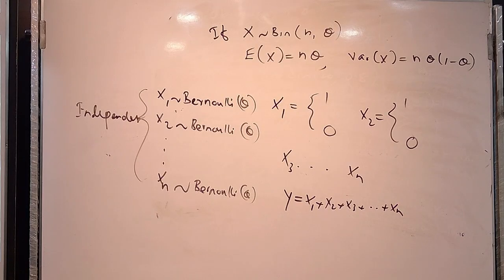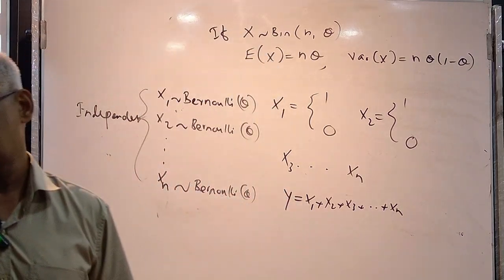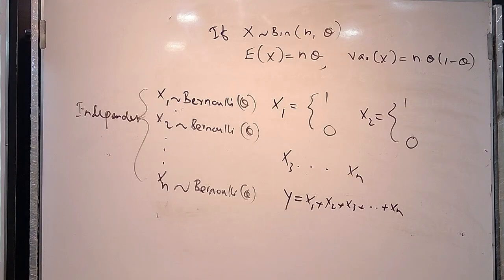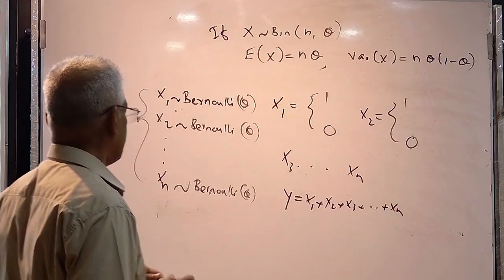Y should have a binomial distribution. So now we can see that binomial distribution is actually the sum of independent and identically distributed Bernoulli random variables. You can consider binomial distribution as the sum of IID Bernoulli random variables. That is another way to look at binomial distribution. Sum of IID Bernoulli. Right.